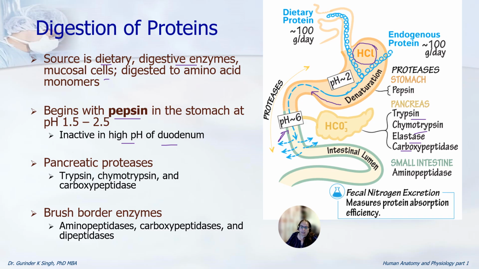Then in the small intestine, we have other enzymes present on the brush border side of the cells lining the lumen of the small intestine. These are aminopeptidases, carboxypeptidases and dipeptidases, and ultimately we create single amino acids, which are then absorbed by the blood or surrounding material there.